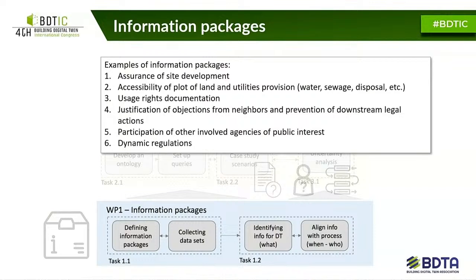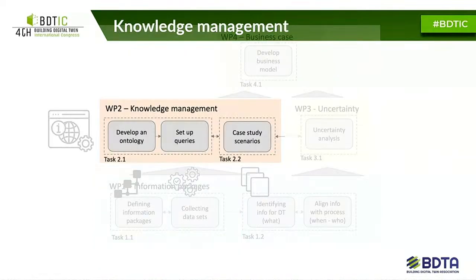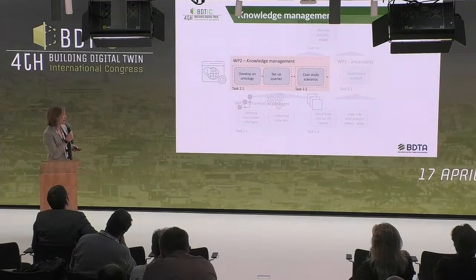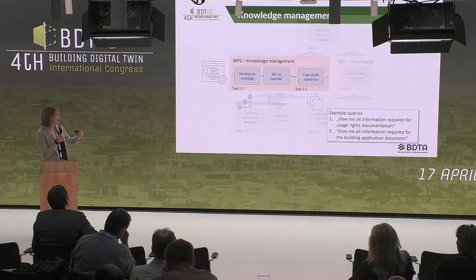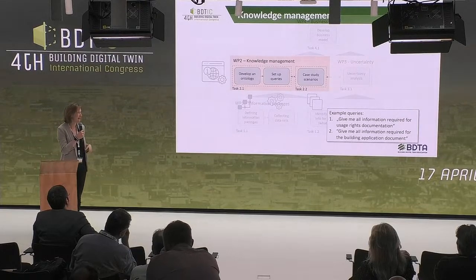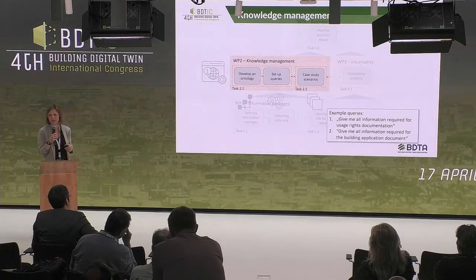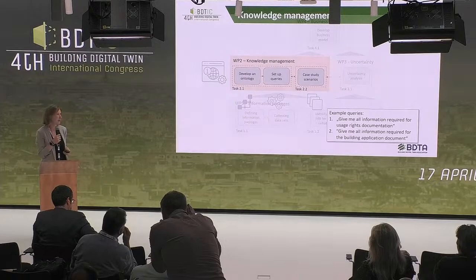Because this also affects the grid. So if we have too many charging stations used at the same time, which might cause other problems we are not aware of yet. So then it probably goes to knowledge management, maybe through an ontology, so that we also can have some queries. So give me that specific information, maybe for the application, for a building permit.